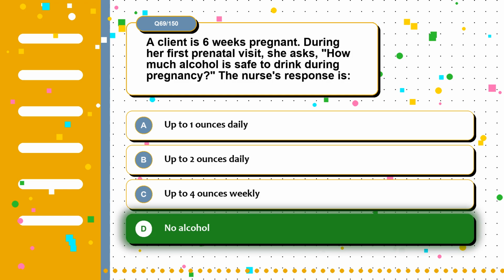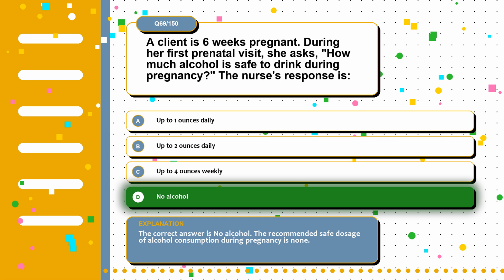The correct answer is option D. No alcohol. The recommended safe dosage of alcohol consumption during pregnancy is none.